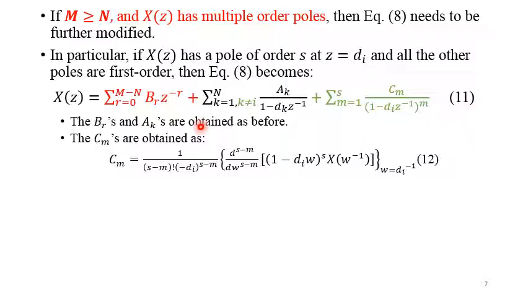So to calculate the CMs, we have CM equals 1 over (s minus m) factorial times (minus di) to the power s minus m, and d to the power s minus m over dw to the power s minus m of (1 minus di w) to the power s times X of omega minus 1, provided w equals di to the power minus 1. So this is the case when we have multiple order poles.